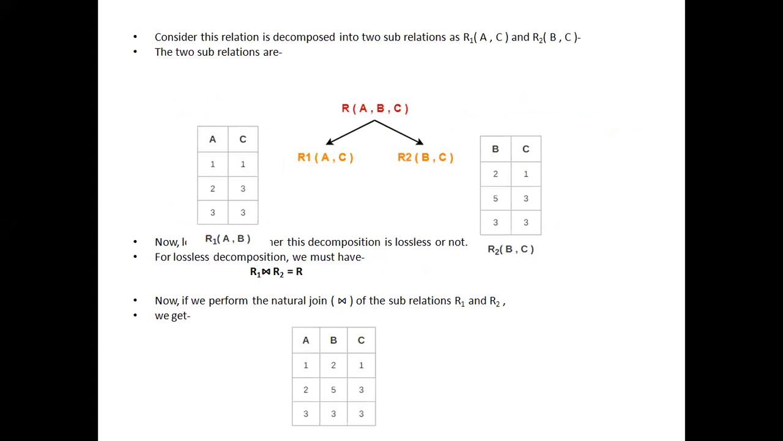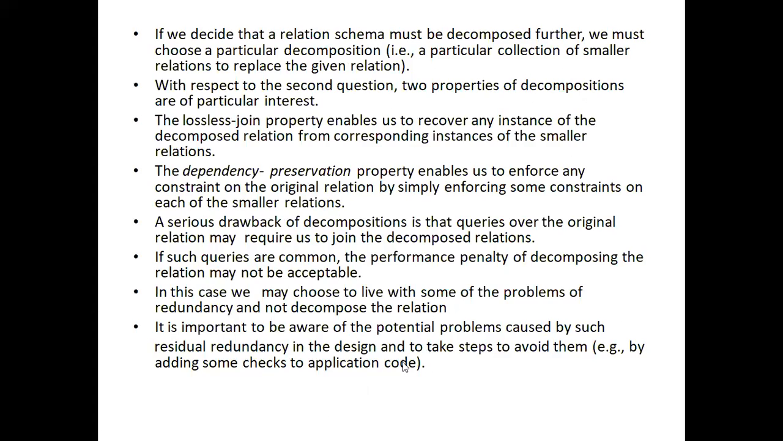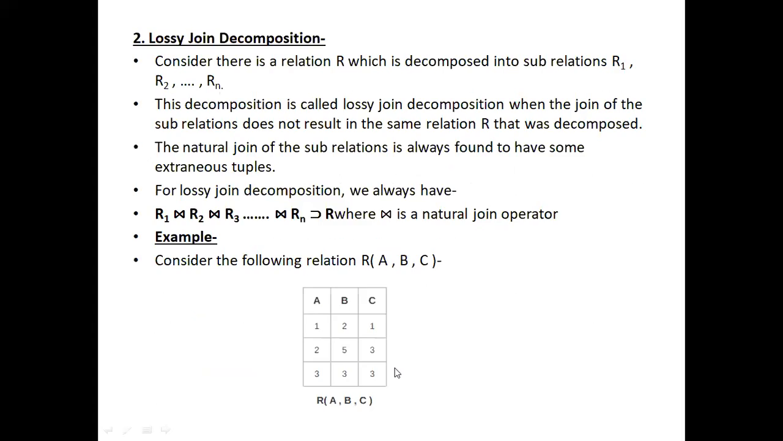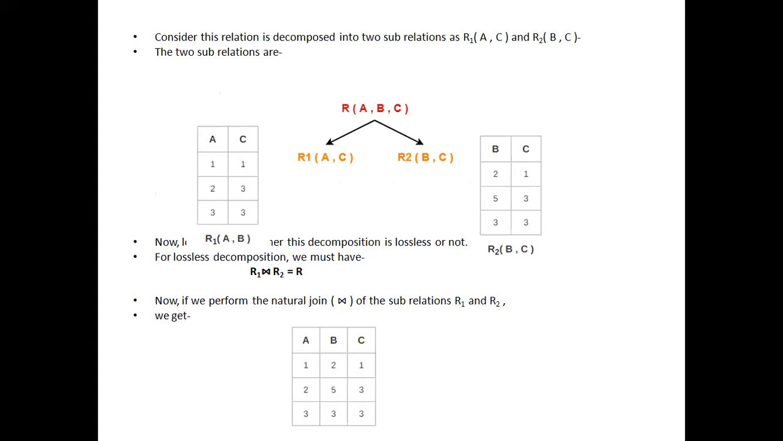So consider this relation, the previous relation, that is the base relation. Here it is divided into two relations, R1 and R2. This is lossless. Why? Because again, if we perform a natural join, as you see here, we are getting the relation back at the bottom.